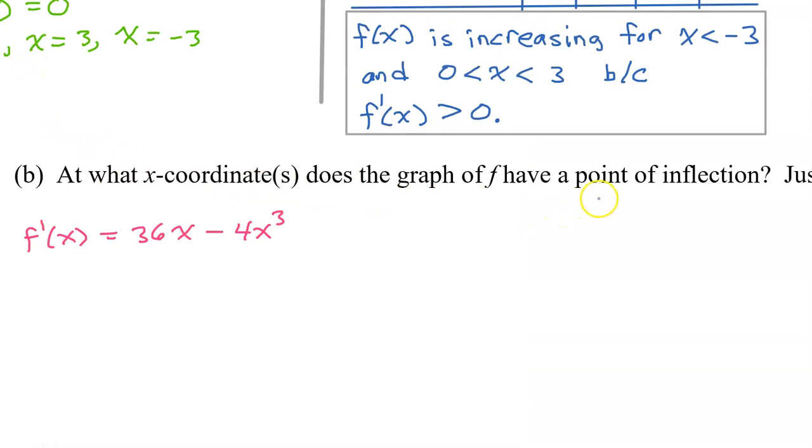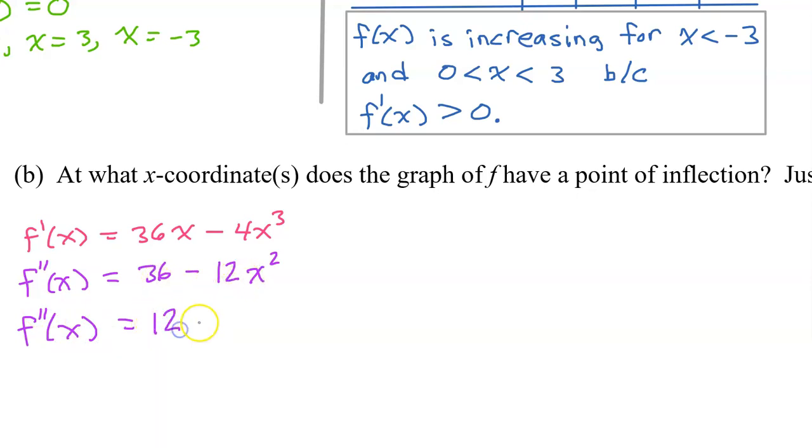So in order to find the points of inflection, we need to know where f changes concavity, and that will happen wherever f double prime changes signs. So let's find f double prime and make a sign chart. Taking the derivative of the first derivative, we have 36 minus, power rule, so 12x squared. So this is the second derivative, but both of these are divisible by 12.